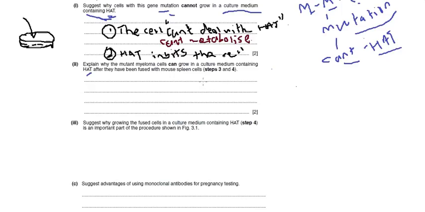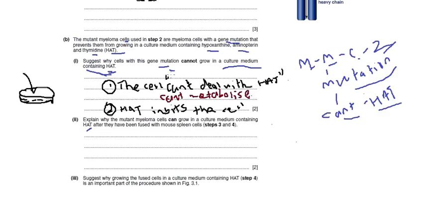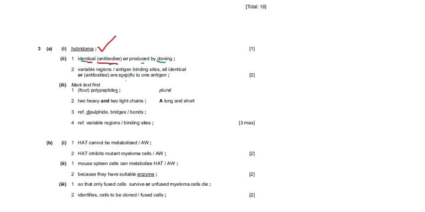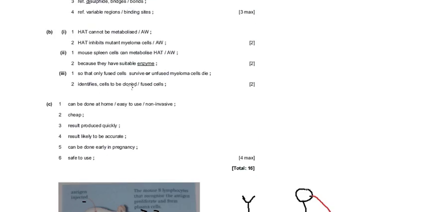Then explain why the mutant myeloma cells can grow in a culture medium containing HAT after they have been fused with mouse spleen cells. Now we have to say the reasons why mutant myeloma cells can grow in a culture medium containing HAT after they have been fused with mouse spleen cells. Now maybe this is another version. It says their mouse spleen can metabolize HAT, because they have suitable enzymes.